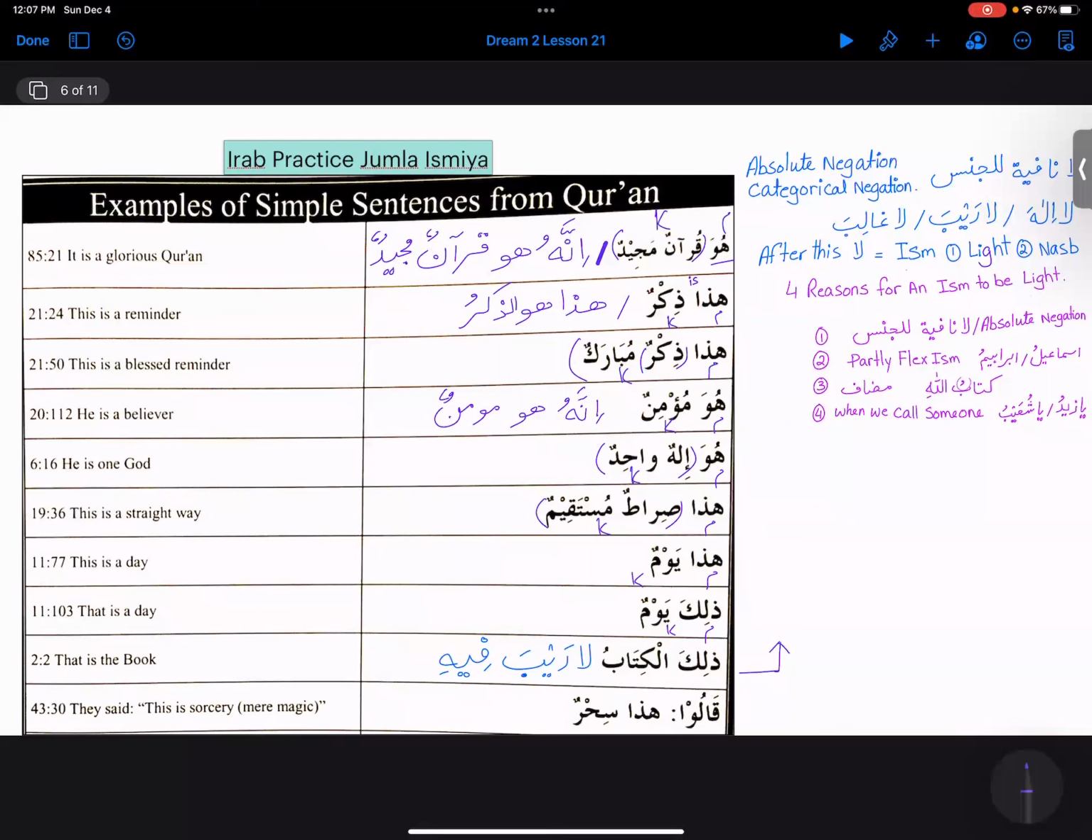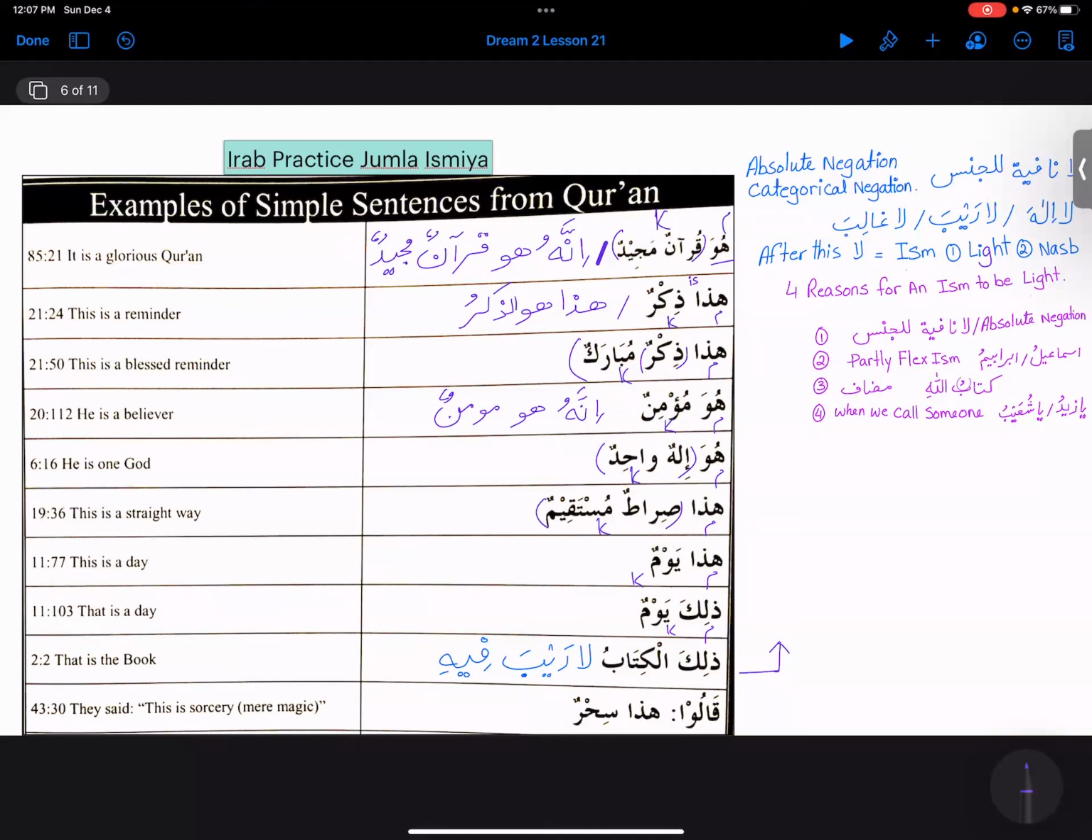This first ayah, I can show you 6 variations of how we can translate. They are not going to make any difference in the meaning, but they are going to enhance the beauty of the ayah, subhanAllah. 6 different ways we can see.